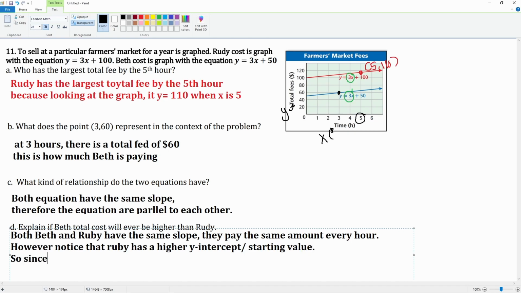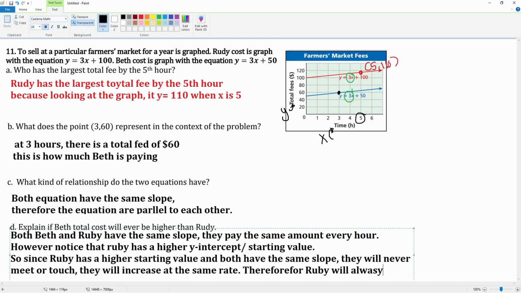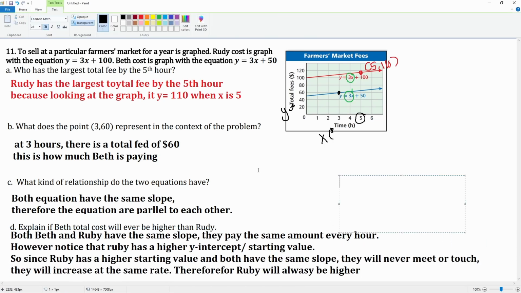So since Rudy has a higher starting value and both have the same slope, they will never meet or touch. They will increase at the same rate. Therefore, we would say that Rudy will always be higher. Okay, and that is the conclusion that we have. All right, so there you go.